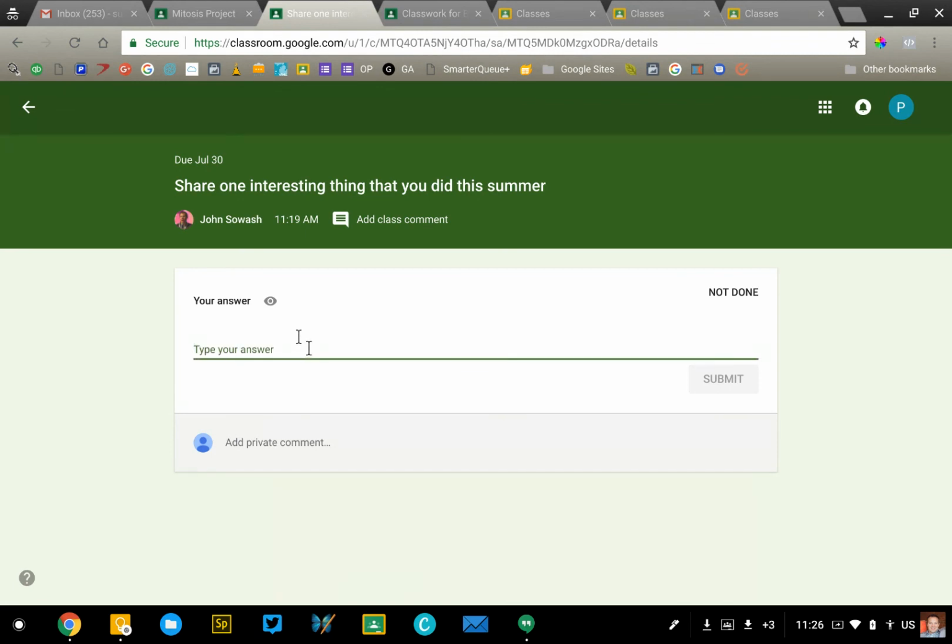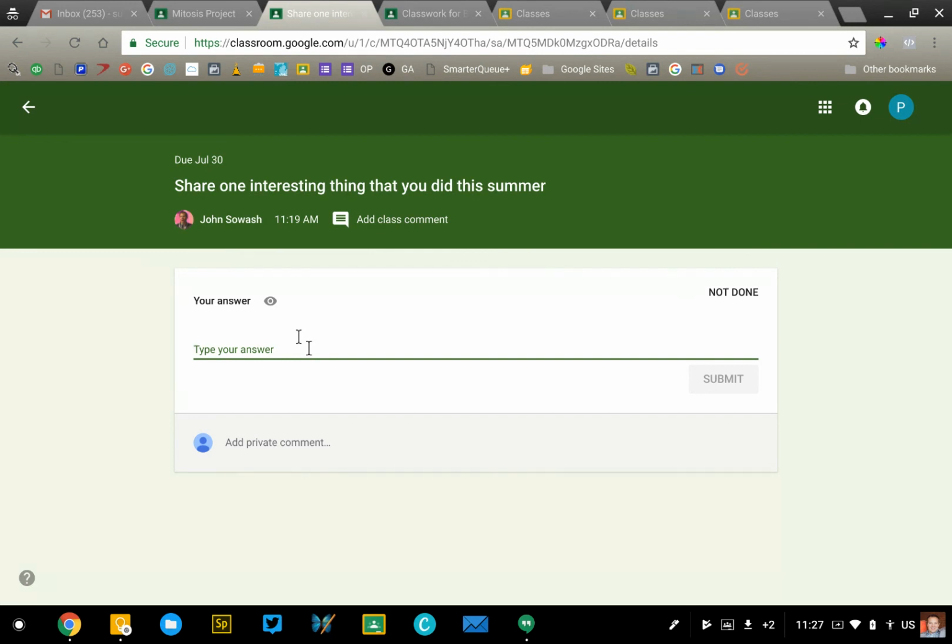I'm going to be using this simple assignment to begin training and teaching my students how to answer a question, how to check to see if it was submitted. I'm going to leave comments for them. We're going to talk about the difference between a private and a public comment, all of those type things.